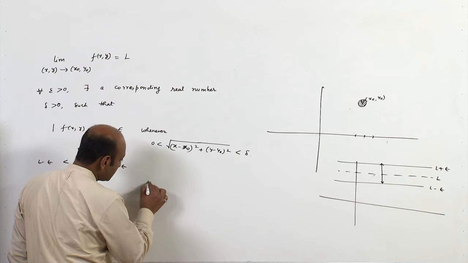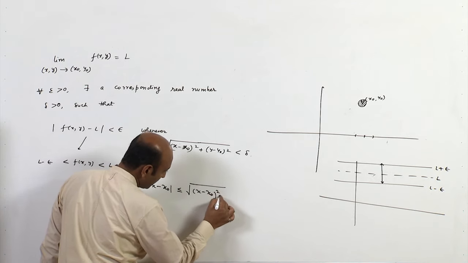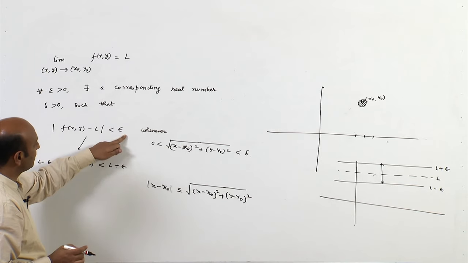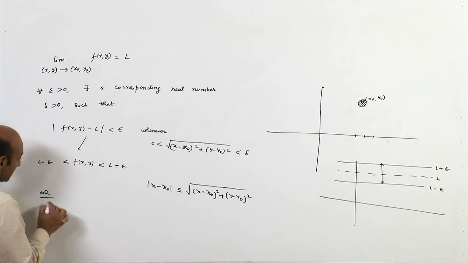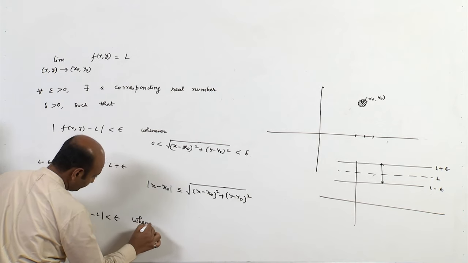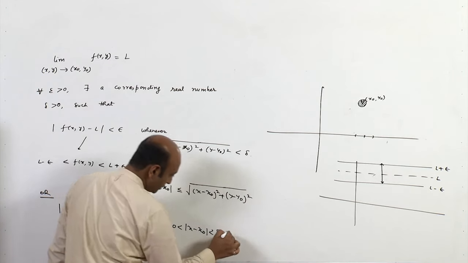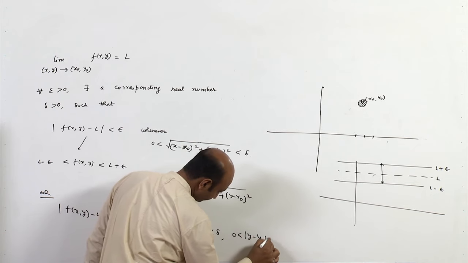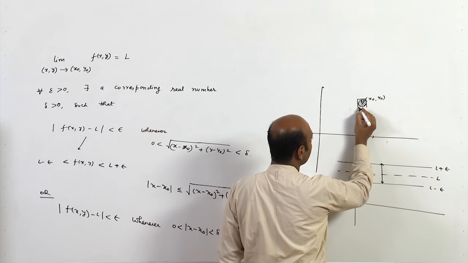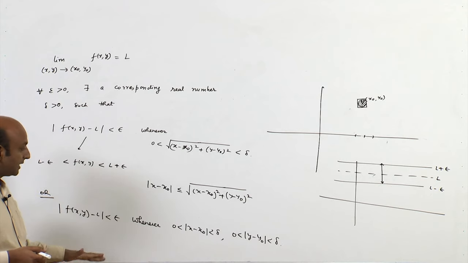Now since mod of x minus x naught is always less than or equal to the square root of (x minus x naught) whole square plus (y minus y naught) whole square, because this is always true, this definition can also be written as mod f(x, y) minus L less than epsilon whenever 0 is less than mod x minus x naught less than delta and 0 is less than mod y minus y naught less than delta. That means instead of a disk, it may be a rectangle. Then also we can apply the same definition.